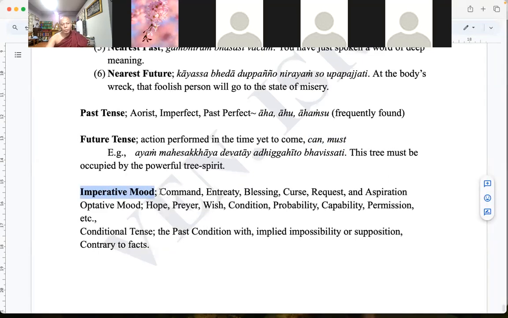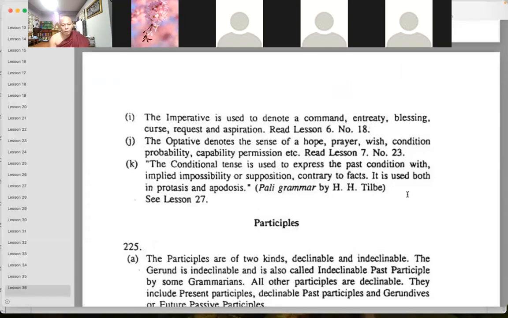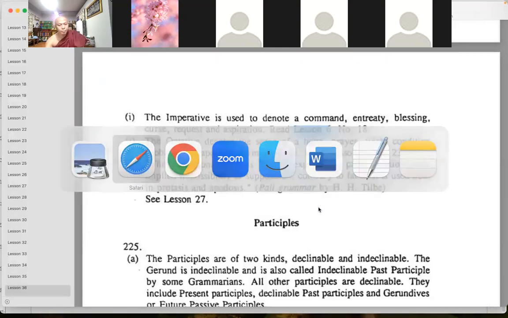The imperative mood is used to denote the command or entreaty or blessing or curse or request or aspiration and so on. That one also, maybe in lesson 5 or 6, we have learned. So read lesson 6, number 18. Okay, that one already. We will skip that one.